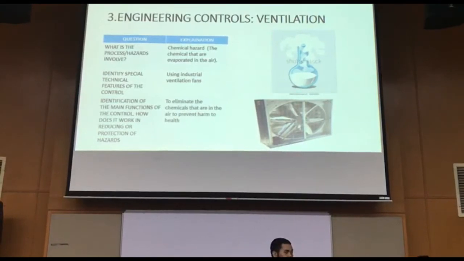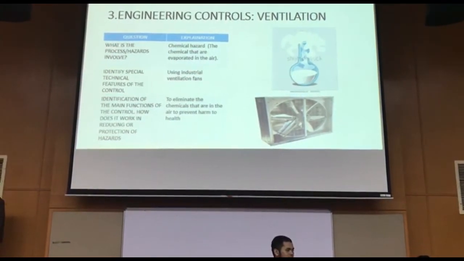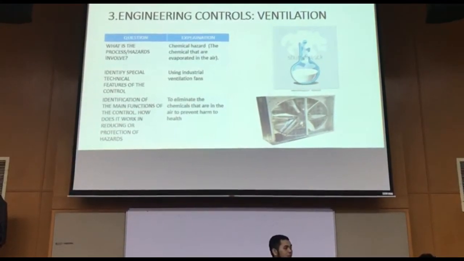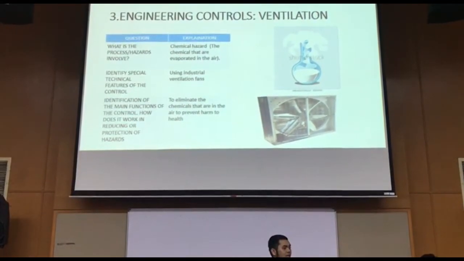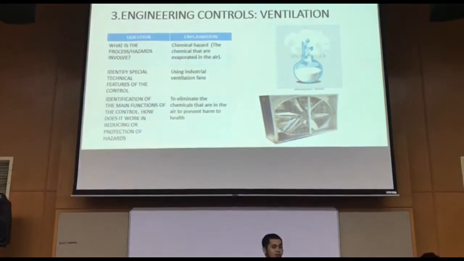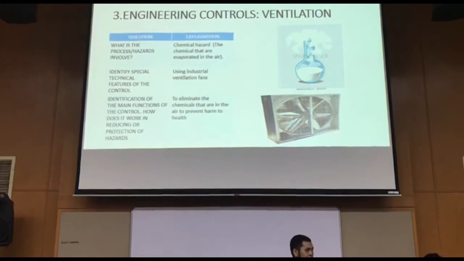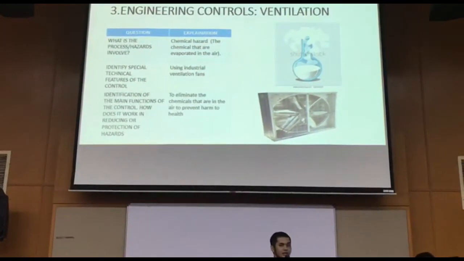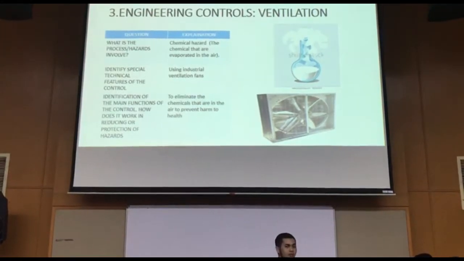Last, I would like to talk about the engineering control involving ventilation. The process involved is the chemical hazard, the chemicals that are evaporated in the air. How do we identify? By using industrial ventilation fans. It is to eliminate the chemicals in the air to prevent harm to health. Okay, thank you.